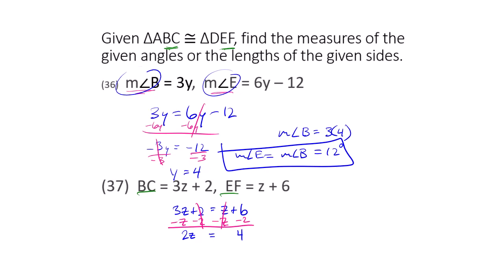And we can divide both sides by 2. So z equals 2. All right, so now we can plug that in. I'll plug it into EF because that's easy. 2 plus 6 is 8. So EF equals 8. And BC must also equal 8.